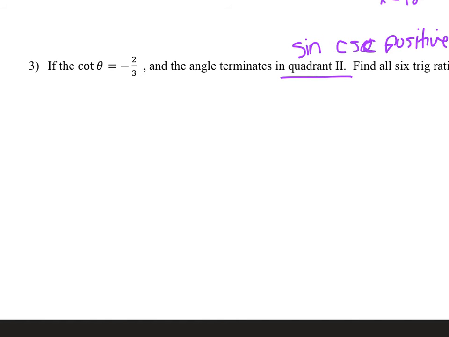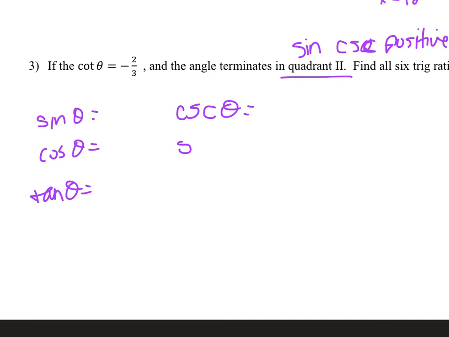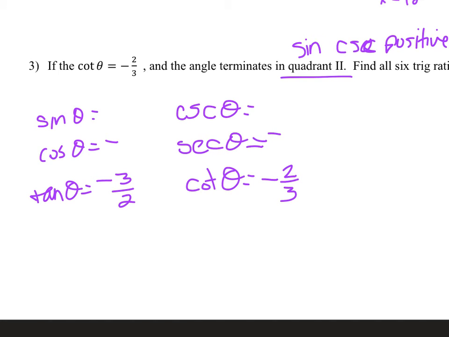Alrighty, so now we can write these out. Sine, cosine, tangent. I'm trying to write faster, but it's making it messier, so I'm sorry. I'll try flipping. Cosecant, secant, and cotangent. Alrighty, so sine and cosecant are positive, so everything else is negative. Beautiful. All right, we know that the cotangent is negative 2 over 3. So the tangent is 3 over 2. All right, we got some nice stuff there.